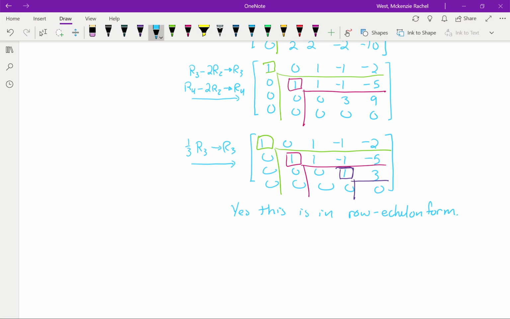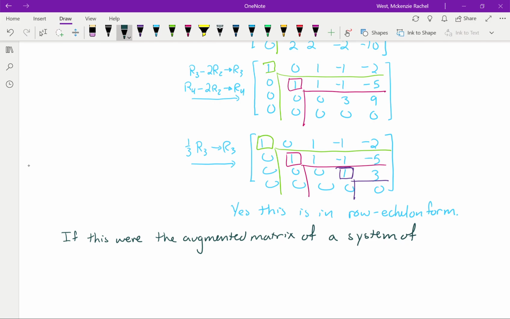Alright, so if that was the question, if all we wanted to do was reduce this matrix to row echelon form, we would be done and we would walk away. Now if on the other hand we had a question that said something like, if this were the augmented matrix of a system of linear equations, what are the solutions to that system?